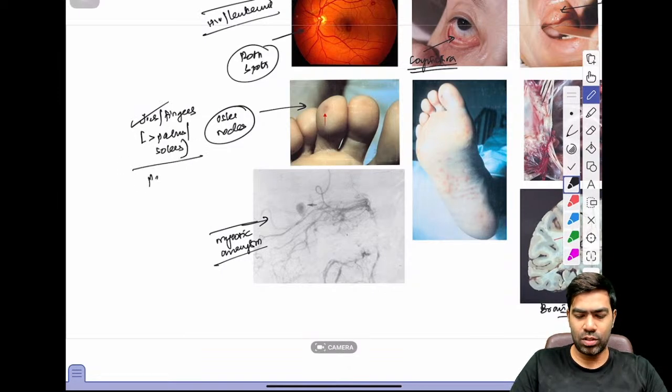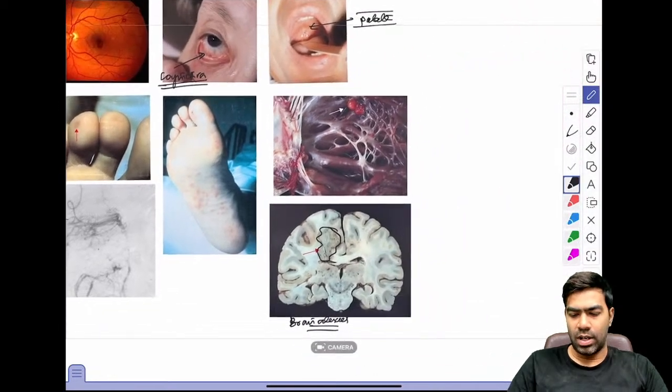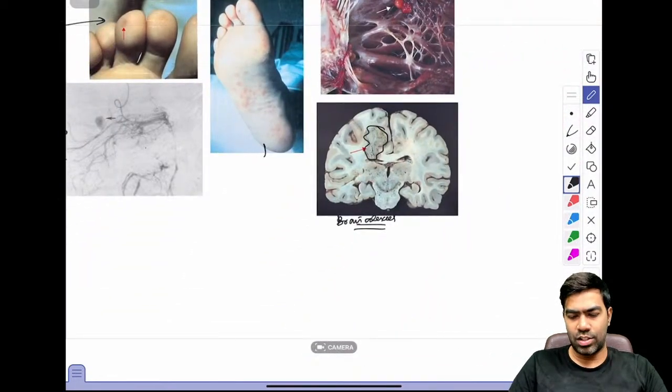And at the same time, Osler nodes are quite painful, and they are part of an immunological phenomenon, which means they are due to immune complex deposition in the local area. And then you have these characteristic Janeway lesions.